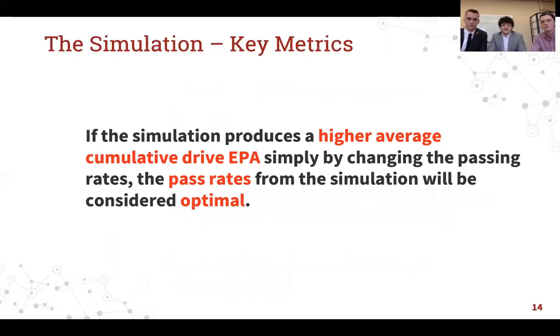So we posit that if our play calling logic through the simulation is able to produce a higher average cumulative drive EPA than the actual NFL average, and the only thing we're changing is the pass rate, then the pass rate that we're feeding into the simulation must be better than the average league pass rate.